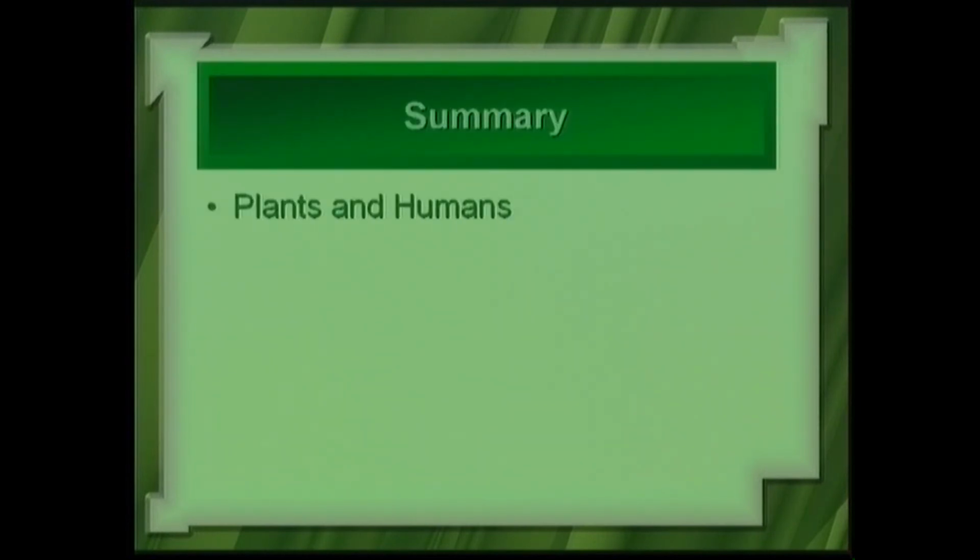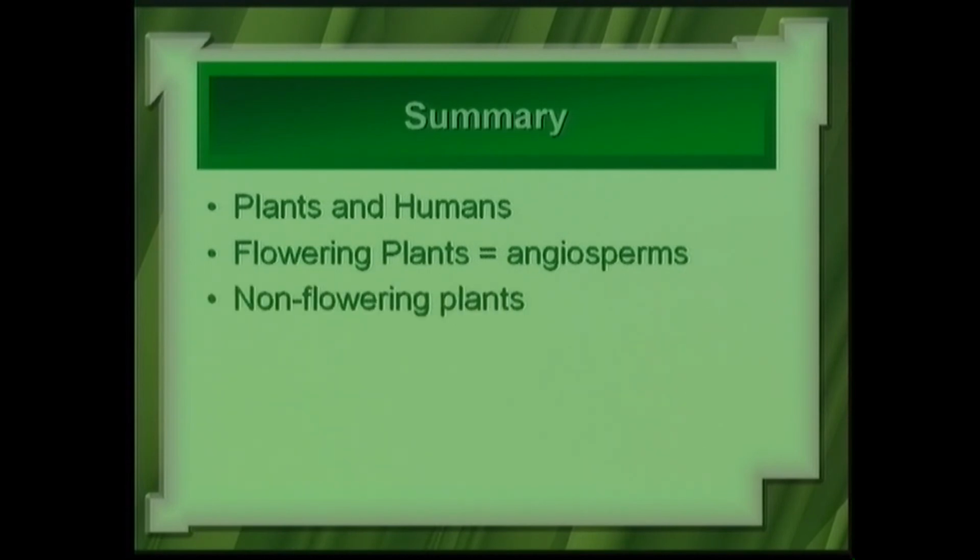Okay, in summary, we've covered today plants and their importance to humans. And we talked a little bit about flowering plants, also known as angiosperms. We also talked about some non-flowering plants, including the mosses and the ferns and the gymnosperms. We talked about algae, which is in a different group. They're not really plants. And we also talked about fungi as well, okay?